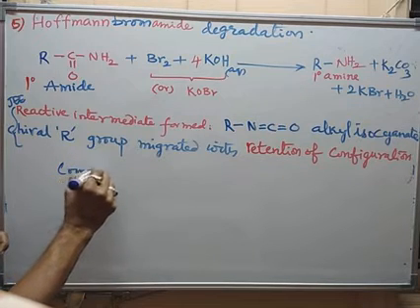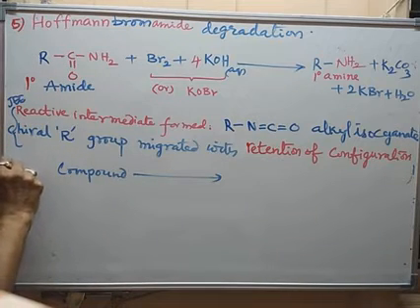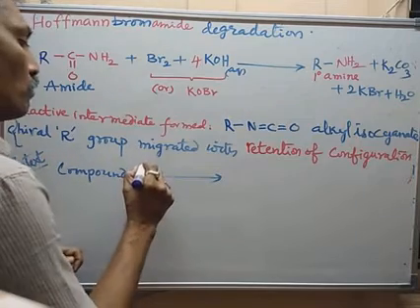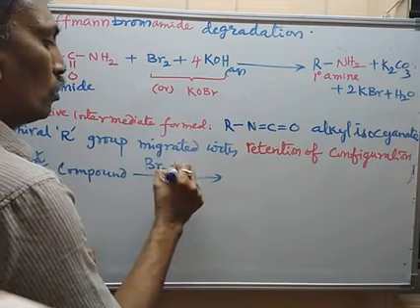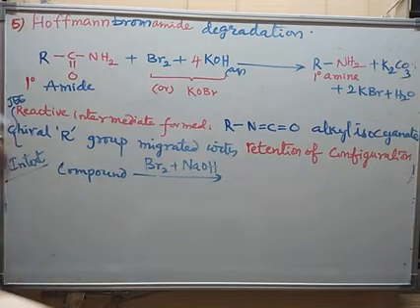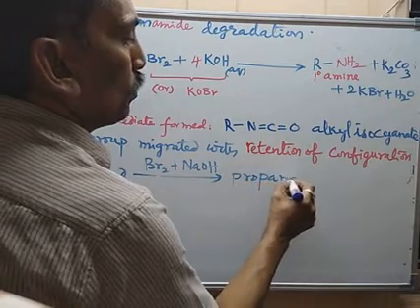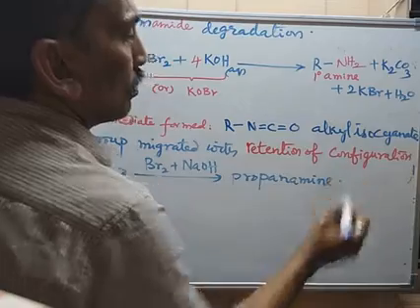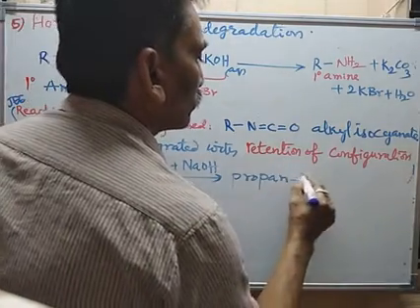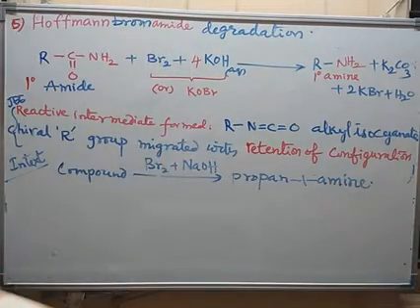Here is a compound given that is treated with Br2 and NaOH to form propane-1-amine. This is a textual question in the textbook. Clear?